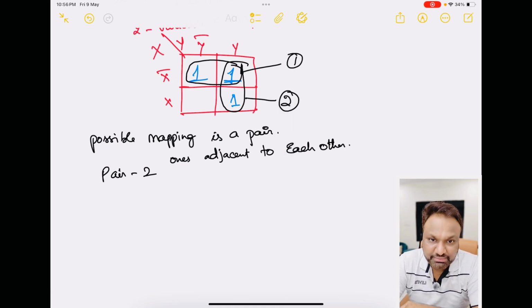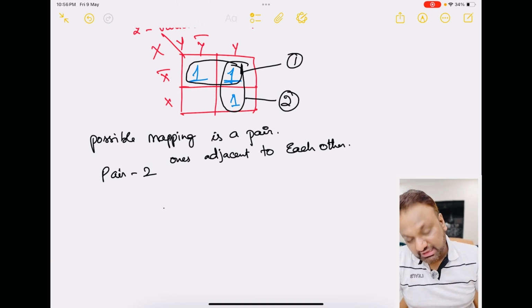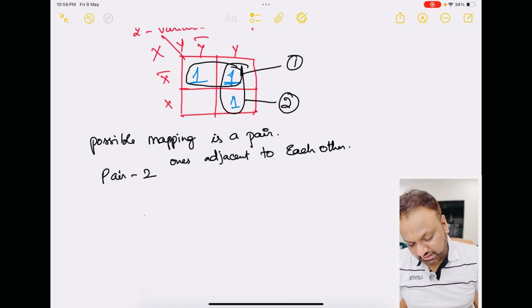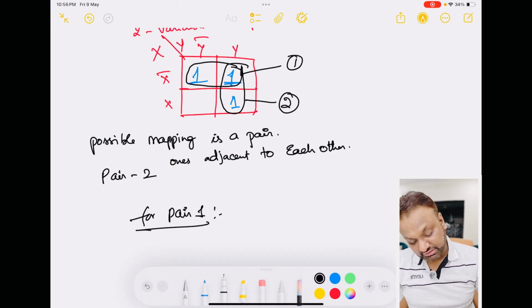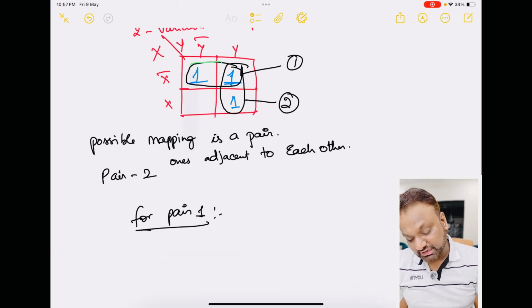Our aim in mapping a KMap is always that all the ones should participate in the mapping. Now you see here, what is this one? The answer, like I told you, we will be getting in one step. Now you see the magic. Pair 1 is this one, right? You write the combination. I will write the answer.